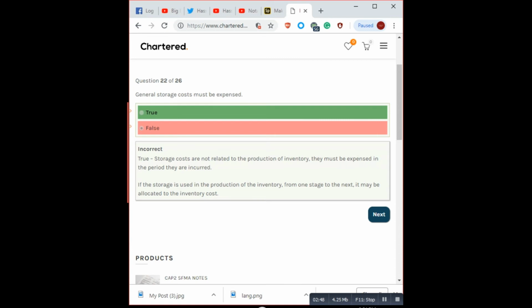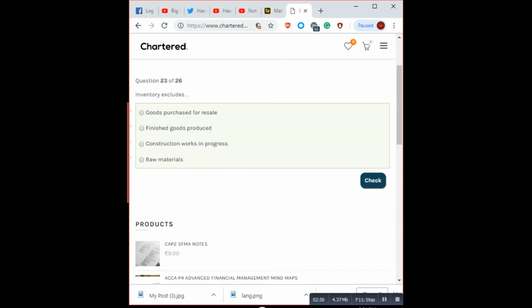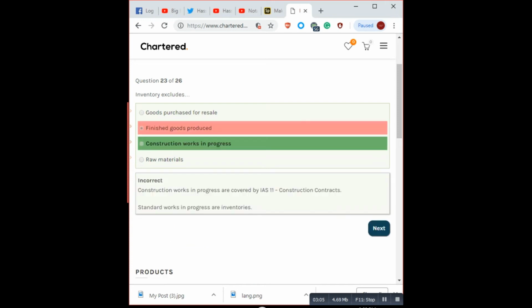Okay, good one. Inventory excludes goods purchased for resale, finished goods produced, construction work in progress, raw material. Finished inventory excludes finished goods produced, construction work in progress. Okay, that is IAS 11 construction. We haven't covered that standard. That's why I have attempted it wrong. Despite that, we have attempted a couple of questions wrong, so we need to check those, or you can check them when you practice by yourself.